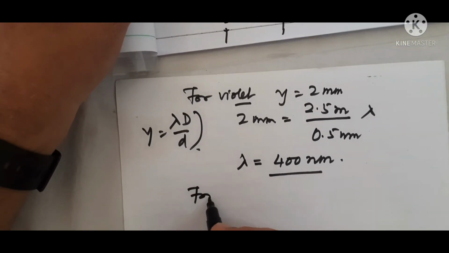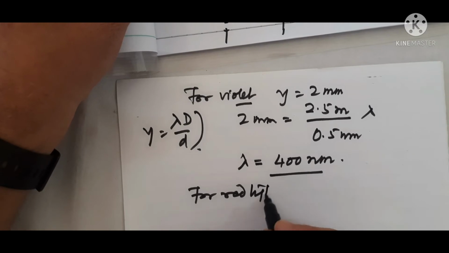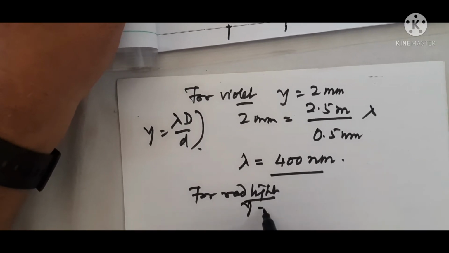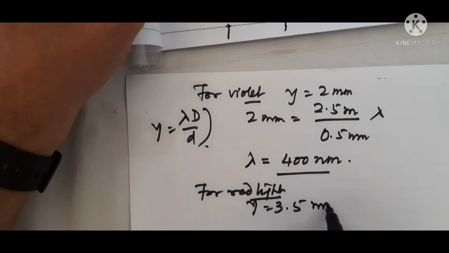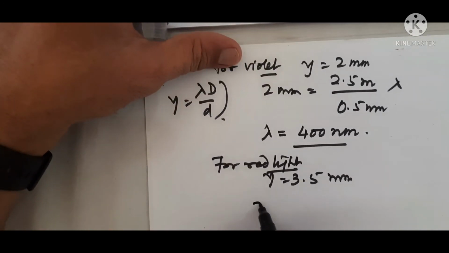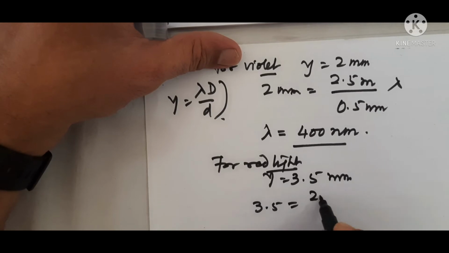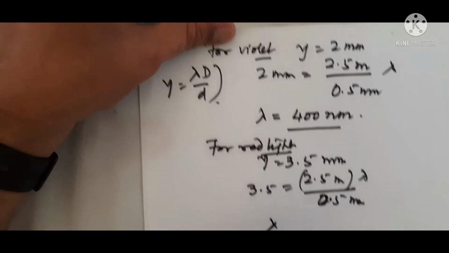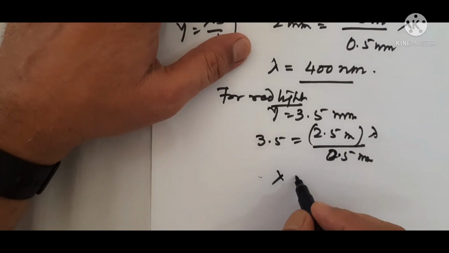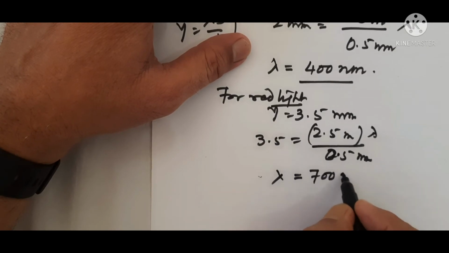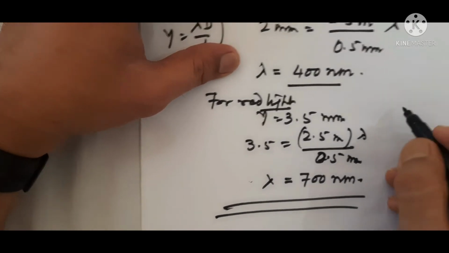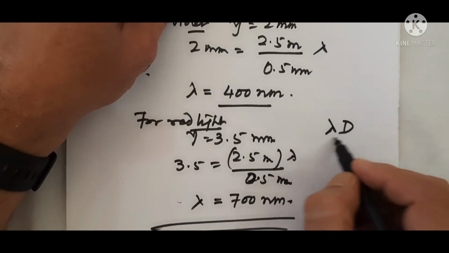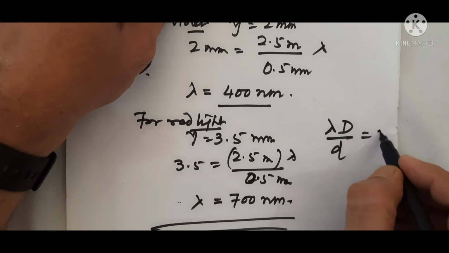For red light, y is equal to 3.5 millimeter, given. So again 3.5 millimeter is equal to 2.5 meter into lambda by 0.5 millimeter. So in nanometer we have to write it in this way. In nanometer it is coming out to be 700 nanometer. That will be your answer. So remember the very important formula: lambda capital D by small d is equal to y, the position.